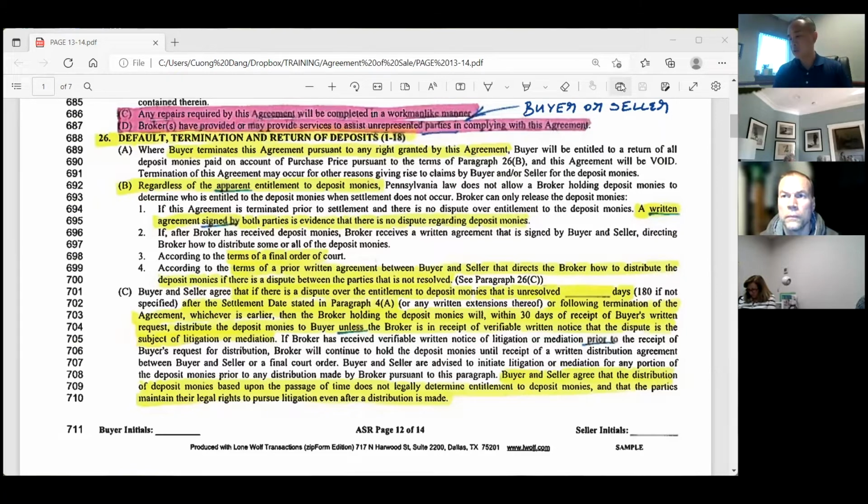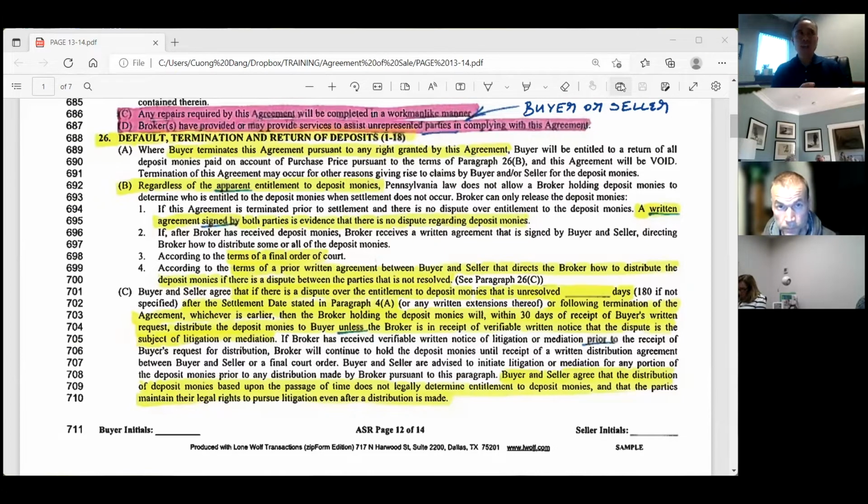26, default, termination, and return of deposits. A, where buyer terminates this agreement pursuant to any right granted by this agreement, buyer will be entitled to a return of all deposit monies paid on account of purchase price pursuant to the terms of paragraph 26B, and this agreement will be void. Termination of this agreement may occur for other reasons, giving rise to claims by buyer and or seller for the deposit money.